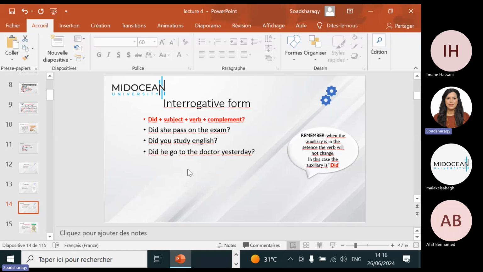The interrogative form of the simple past tense. We use did plus subject plus verb plus complement. Example, did she pass the exam? Example number 2, did you study English? Example number 3, did he go to the doctor yesterday? Remember, again, when the auxiliary is in the sentence, the verb will not change. In this case, the auxiliary is did.